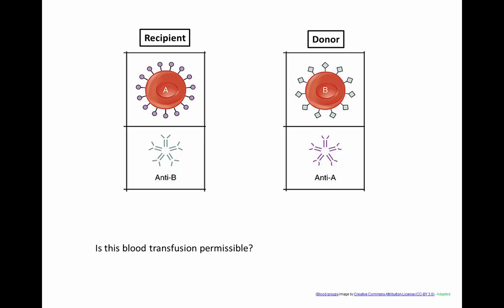Take a look at this first example. Type A blood is the recipient and type B is the donor. It is the recipient's antibodies that agglutinate the donor's red blood cells. Ask yourself, does type A have an antibody against type B's antigen? Yes, it does. So this blood transfusion is not permissible because the recipient's anti-B antibodies will agglutinate the donor's B antigens.